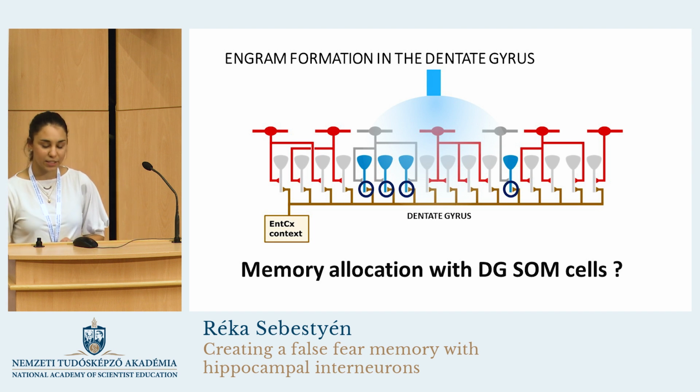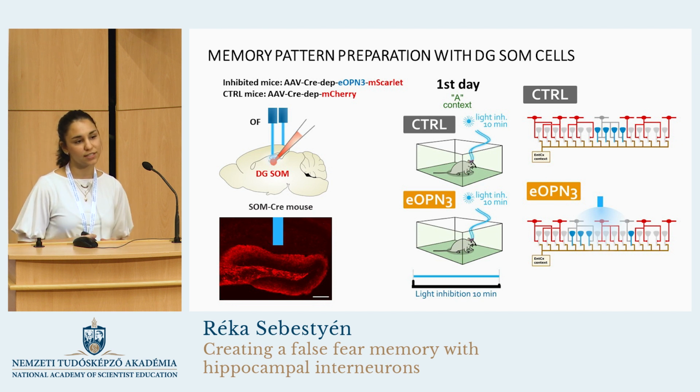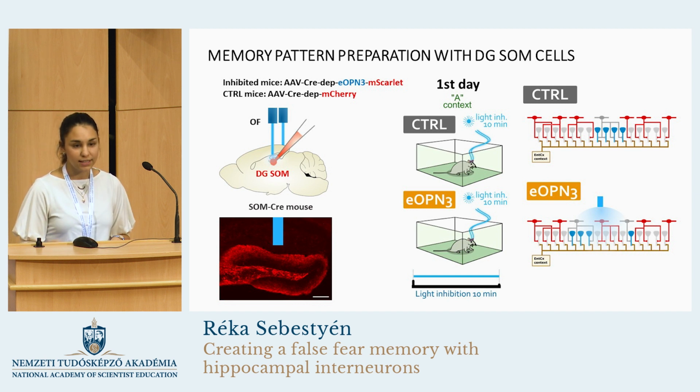And in order to test this experimentally, we injected an inhibitory opsin containing or a control virus bilaterally into the dentate gyrus of the mice. With this, we selectively made only the dentate gyrus somatostatin-positive interneurons light sensitive. So we then implanted two optic fibers over the exact same area, and via this light, if we illuminate this dentate gyrus area where we injected the virus, then these somatostatin-positive interneurons will be inhibited upon light activation.